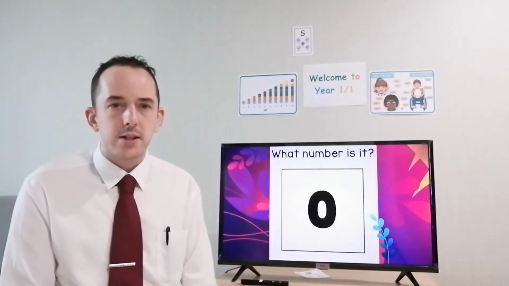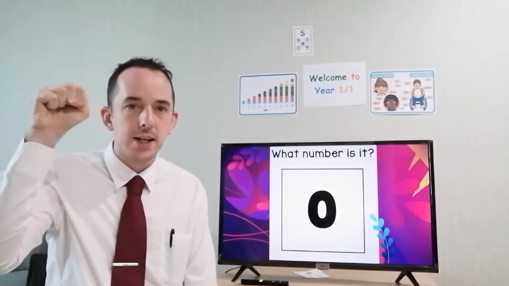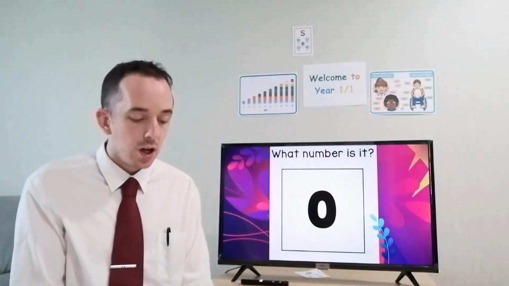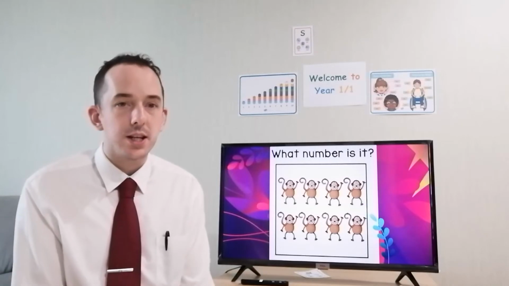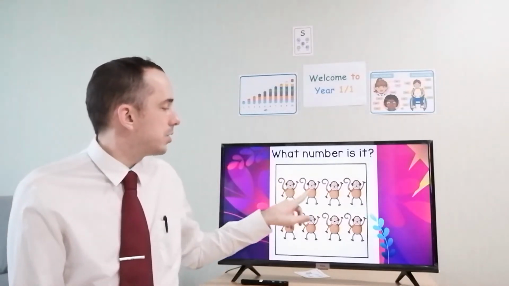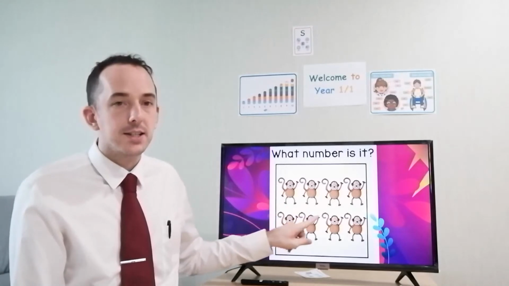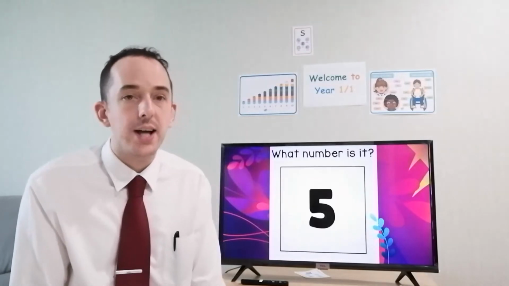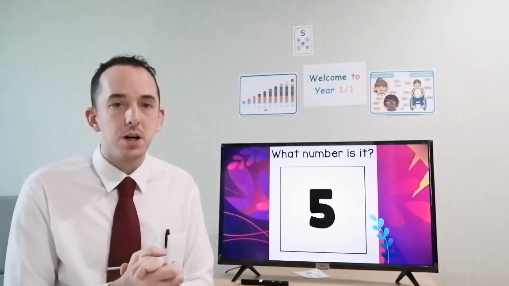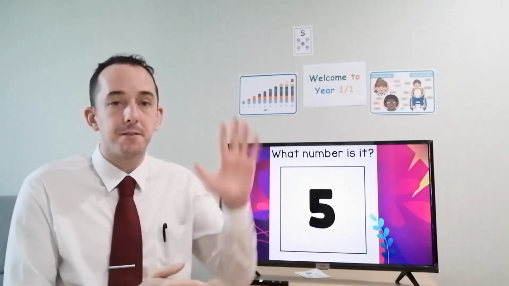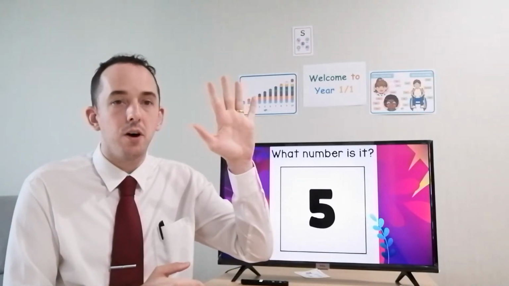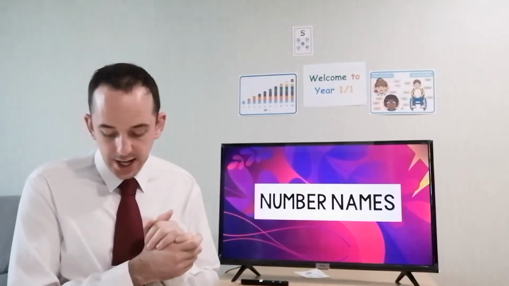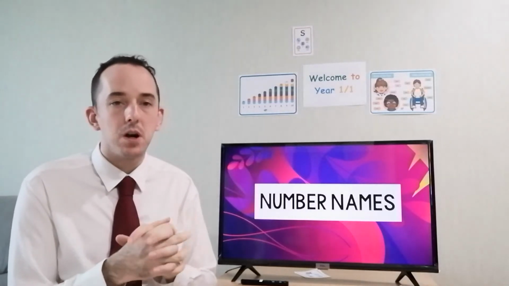Can you remember what is this number? If we have this many, it's called 0. I have 0. How many monkeys do you see? Let's count. 1, 2, 3, 4, 5, 6, 7, and 8. Good job. 8 monkeys. And now the last one for review. Can you remember what is this number? This number is 5. 1, 2, 3, 4, 5. Good job.